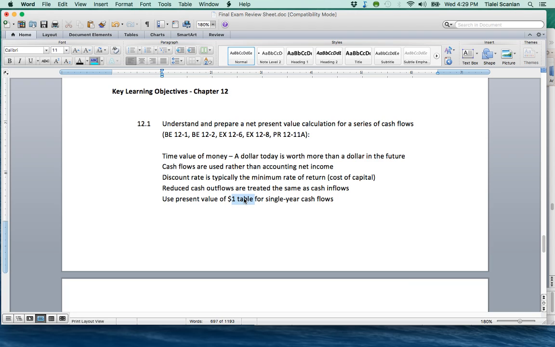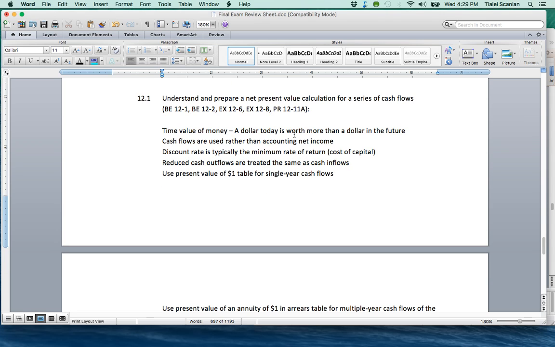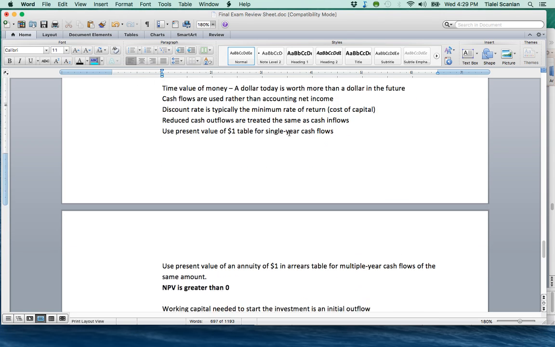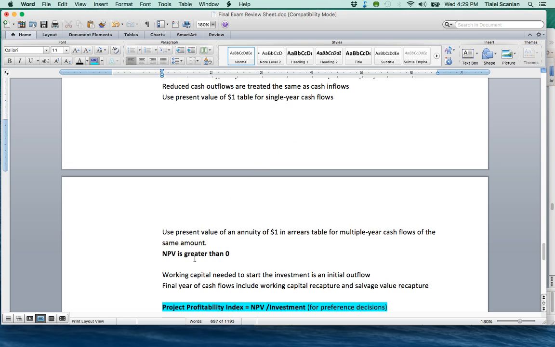So if you really are reliant on that table, that can help you, but I would prefer that you use HP12C or Excel. And so remember that time value of money, a dollar today is worth more than a dollar in the future. And always choose projects where the NPV is greater than 0.